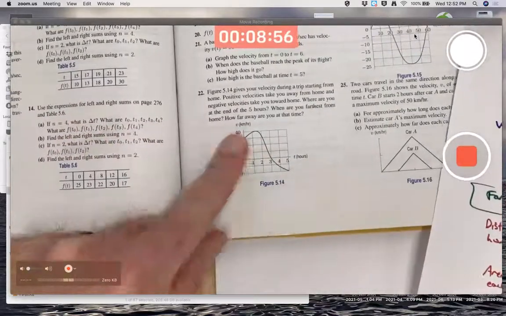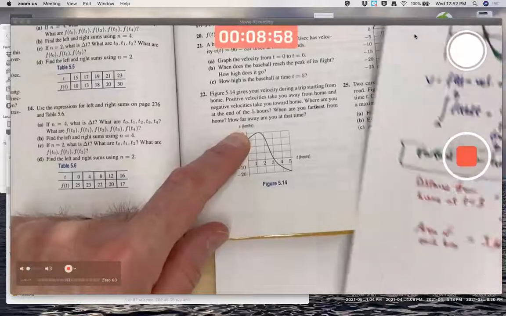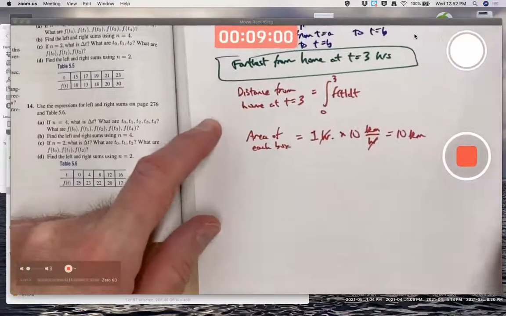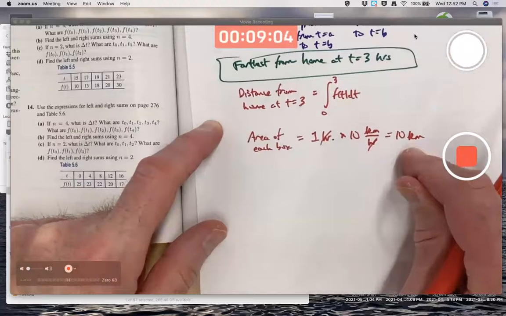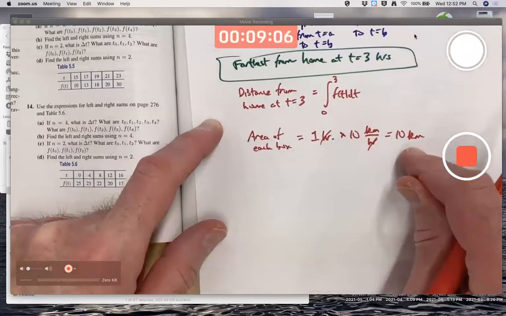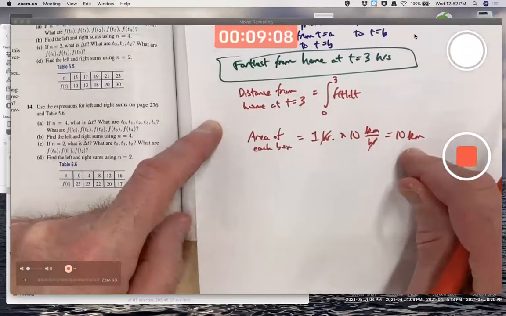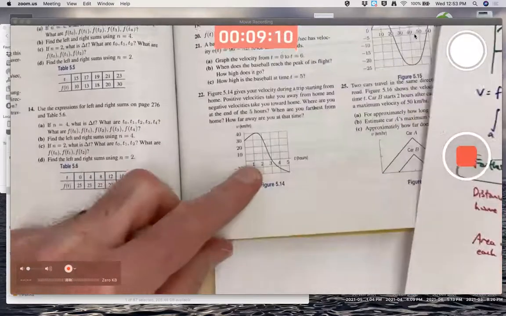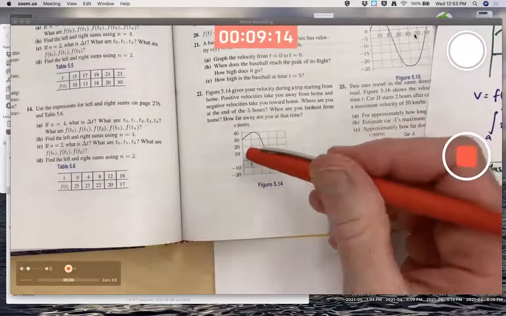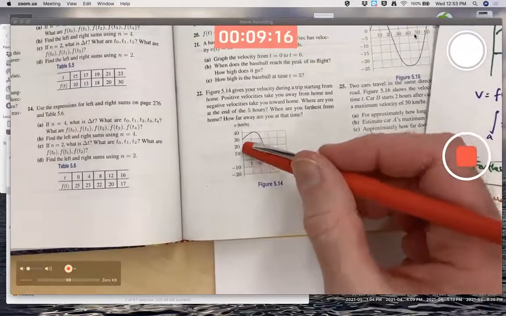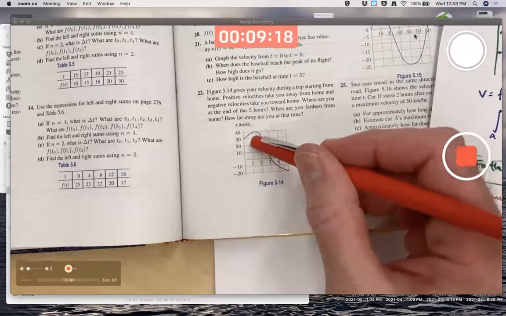This one being hours, this one being kilometers per hour. Multiply those, the hours cancel. Each box represents 10 kilometers of distance. Now all you have to do is just count boxes. Whole boxes and partial boxes. 1, 2, 3, 4, 5, 6 whole boxes.